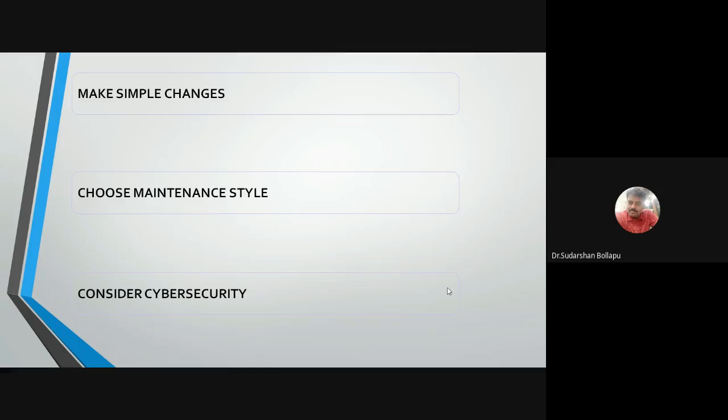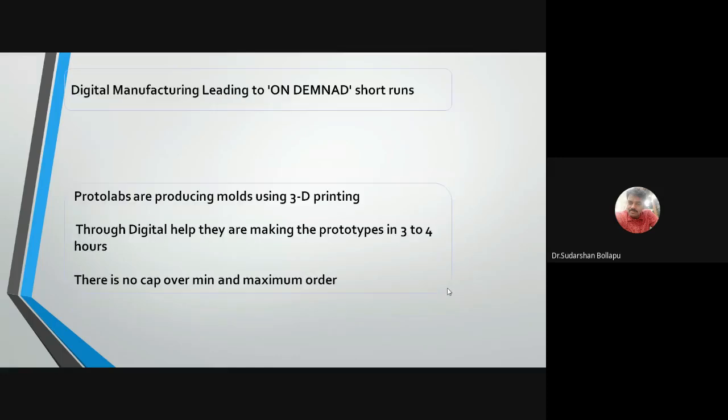So it is included in digital manufacturing also, and digital manufacturing is leading to on-demand short runs, and Proto Labs are producing molds using 3D printing. So through digital help, they are making prototypes in 3 to 4 hours. There is no cap, no minimum and maximum orders.